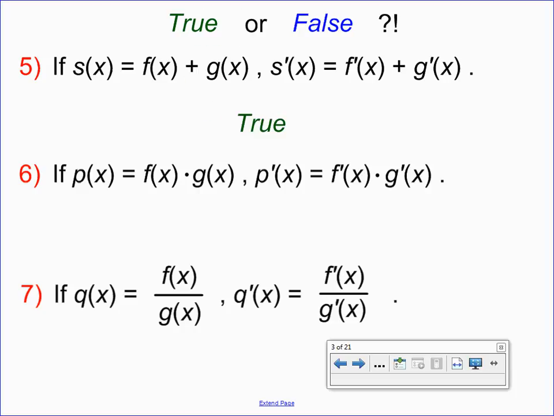Now let's see P of x. While S of x was standing for sum, what do you think P of x stands for? So if P of x is given by a product of functions, call them f and g, is P prime of x given by f prime of x times g prime of x? This was meant to be our setup for our activity, those last questions, 4, 5, and 6 in your homework.